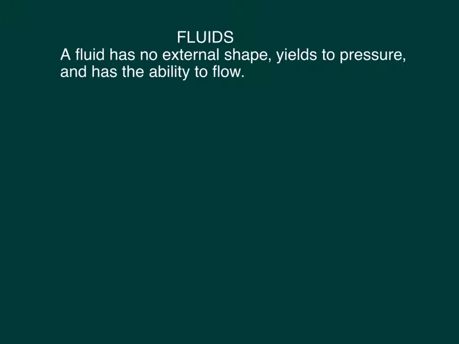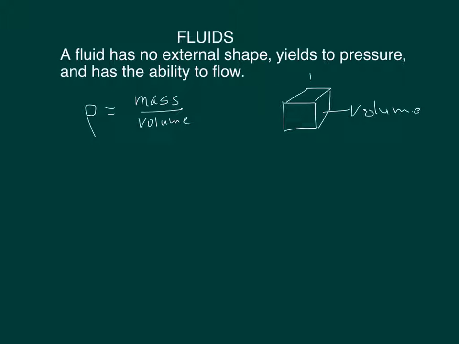The first idea is that of density. We defined it earlier as rho, and we said the density is the mass divided by the volume. Here we have a certain volume. It has mass. And we see what density would be.